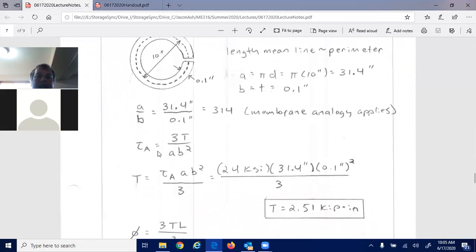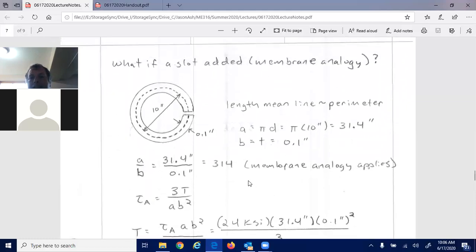And your shear stress at A is then equal to 3T over AB squared. We can rearrange that to solve for the torque: shear stress at A times AB squared over 3. Plugging in our values, 24 KSI, 31.4 inches for A, and 0.1 inches for B, that quantity squared divided by 3 will give us the torque that can be applied to this circular tube with a negligible slot as 2.51 kip inch. And at that point, the shear stress would reach 24 KSI.